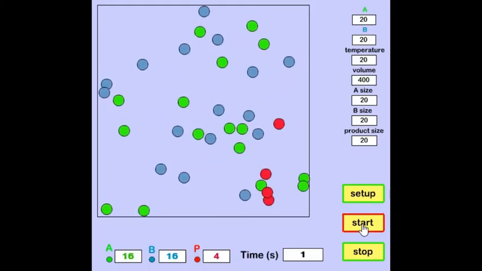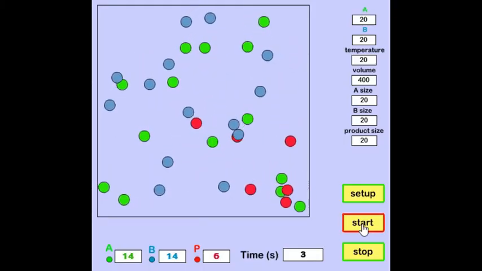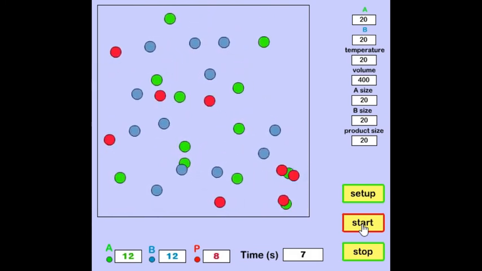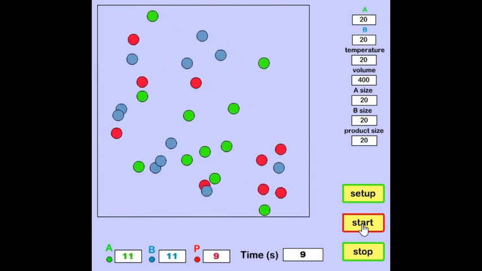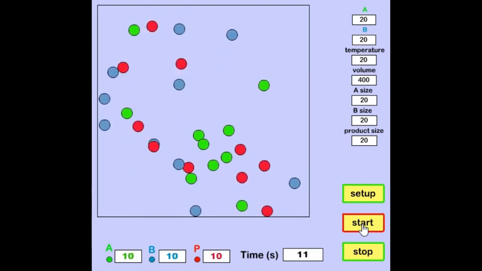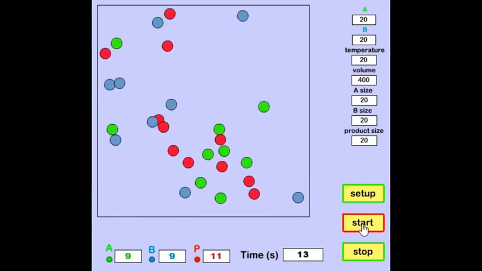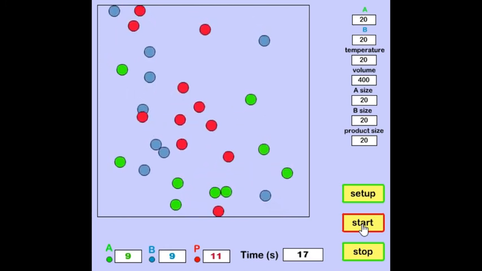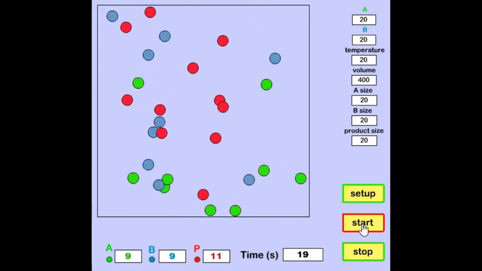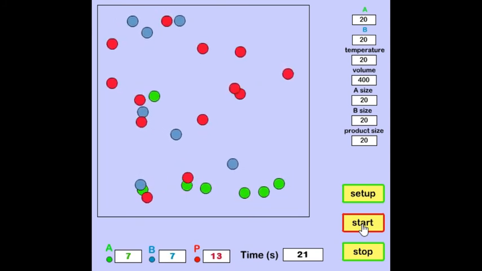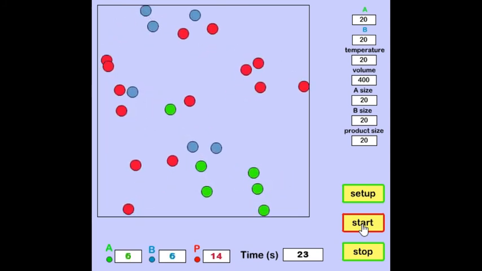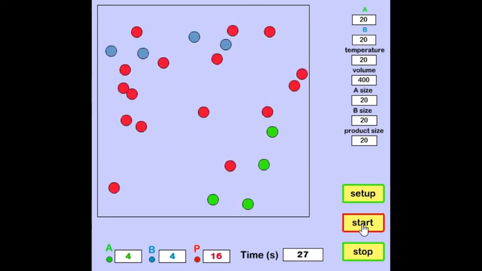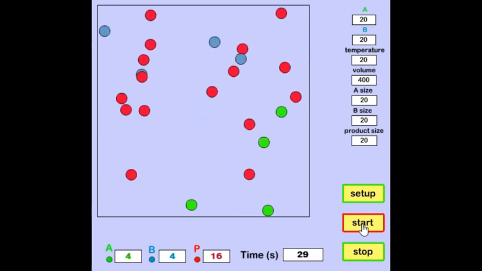Let's have a little look to see what's actually happening. On the screen here, this is at 20 degrees Celsius. What we can see is A and B, the green and the blue, those are the reactants. When they collide, they change to our red, which is our product. At 20 degrees, you can see they're moving quite slowly and they're colliding every once in a while. So what we've got here is a relatively slow rate of reaction.